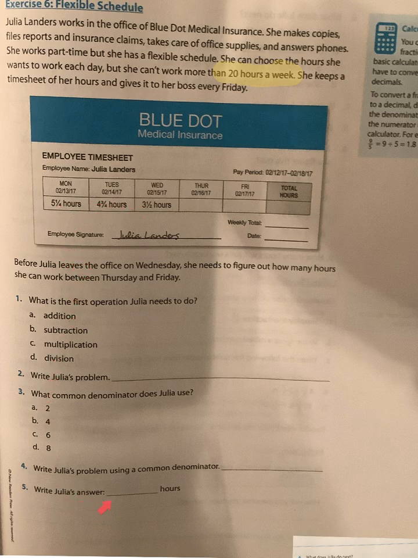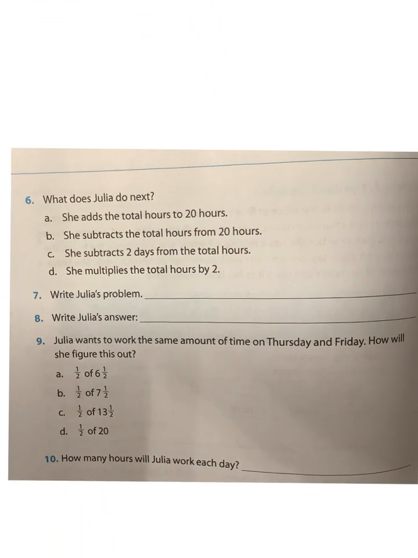Okay, and write Julia's answer here. How many hours can she work Thursday and Friday together if she works this many hours Monday, Tuesday, and Wednesday, if her maximum is 20 hours? All right, let's jump to exercise number 7. Or I guess this is the rest of exercise 6.